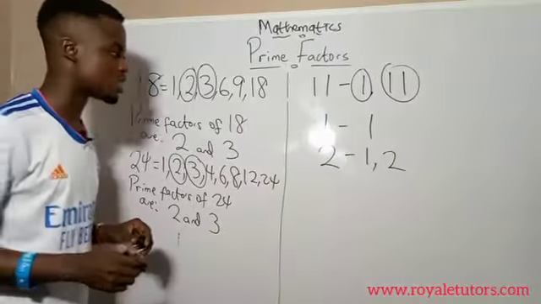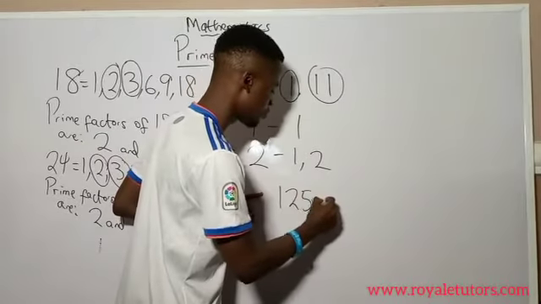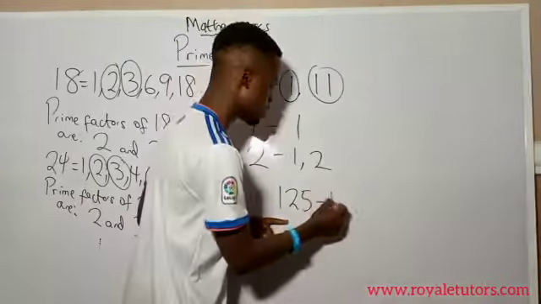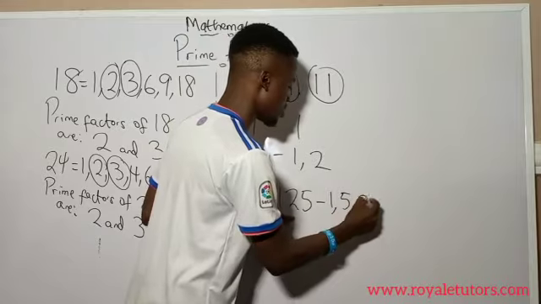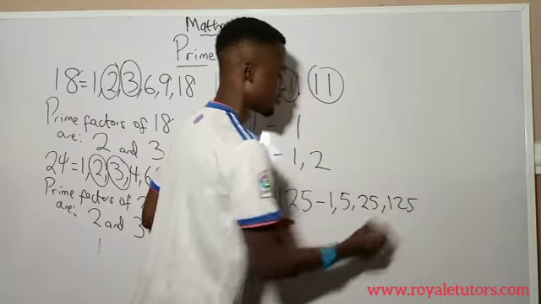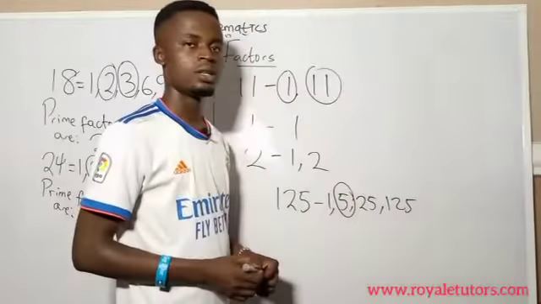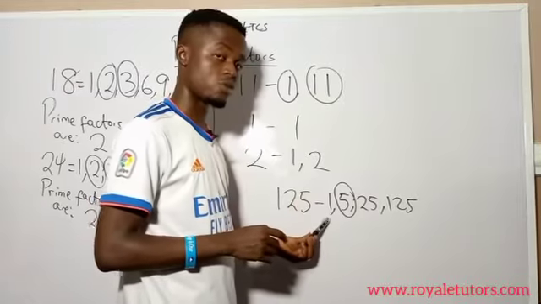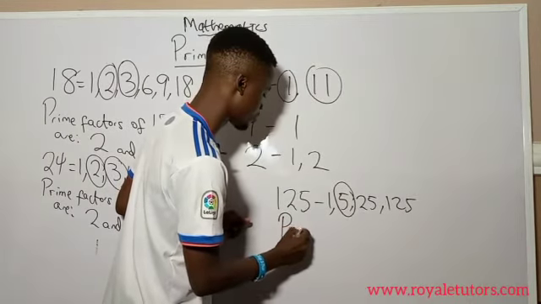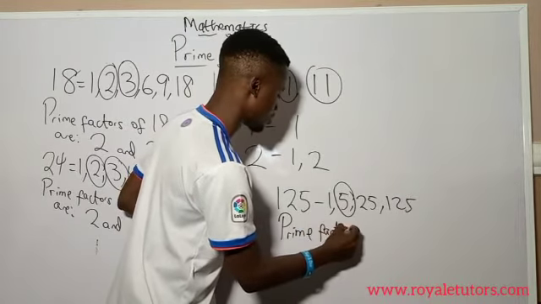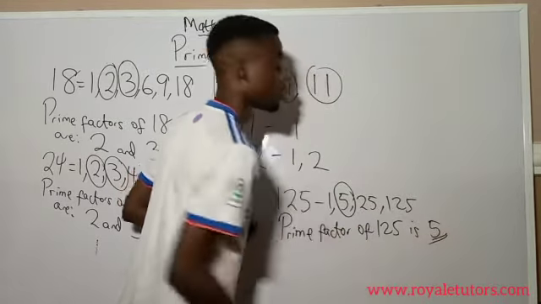So lastly, I would like to use this example where you have the number 125. What are the factors of the number 125? 1 is there, 2 is not there, 3 is not there, 4 is not there. You have 5, you have 25, and you have 125 itself. So you check how many of them are prime numbers. 5 is the only prime number that we have there. Don't forget the definition for prime numbers, you have to use it there. So 5 is the only one that is prime. So the prime factor of 125 is 5.